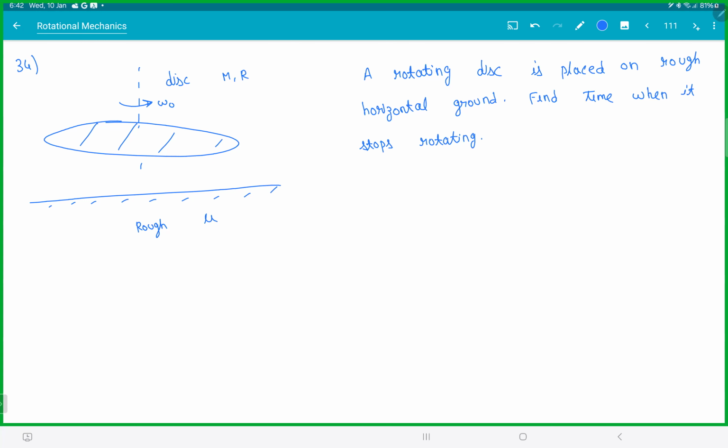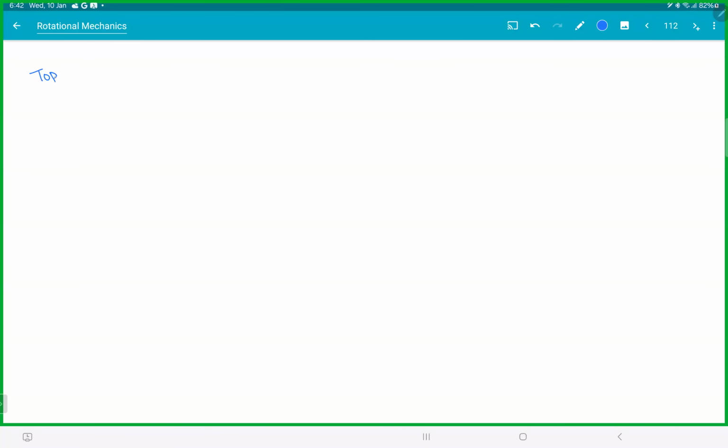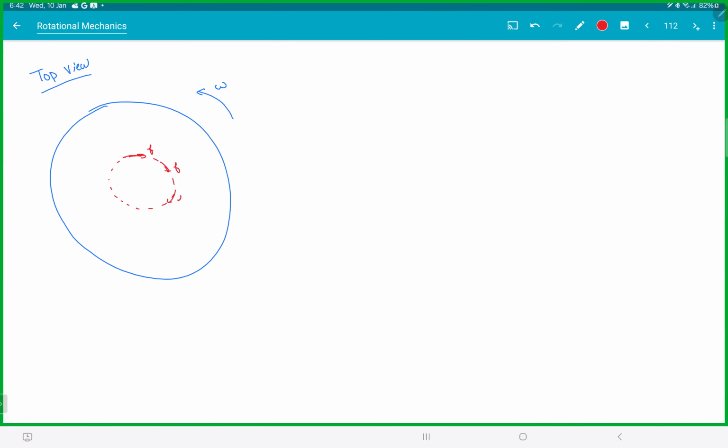How will the friction be? Just to give an idea, if you look at the top view, if this disk is rotating with omega like this, the friction will be like this, circular, isn't it? At different points, you have different frictions. You have to integrate.